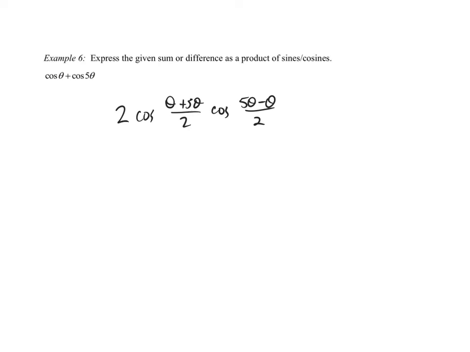Divided by 2. And so this is going to be 2 cosine of 6 theta divided by 2, multiplied by cosine of 4 theta divided by 2. And then just go ahead and simplify. So 2 cosine of 3 theta times the cosine of 2 theta.